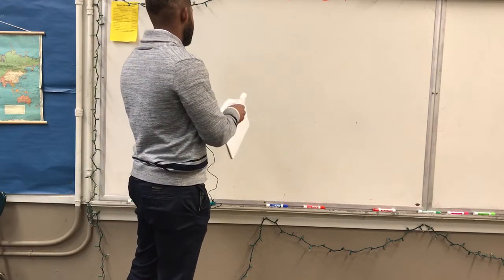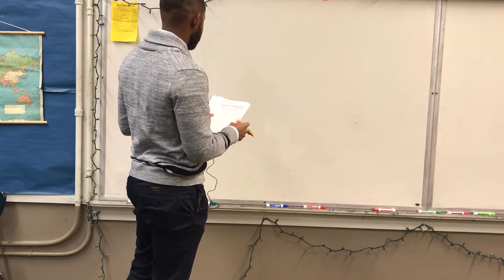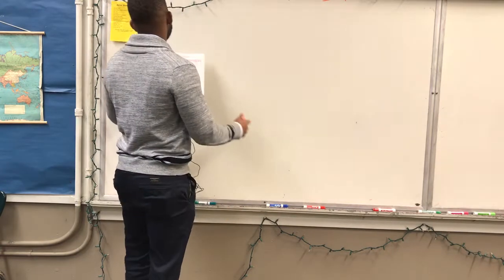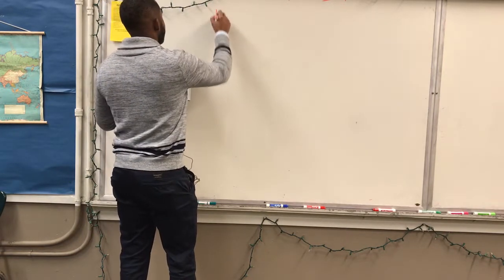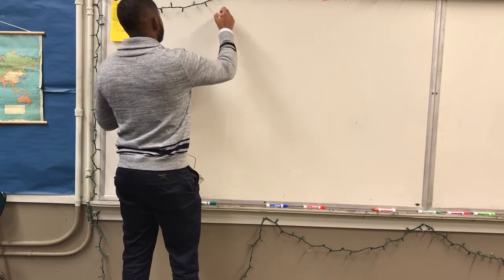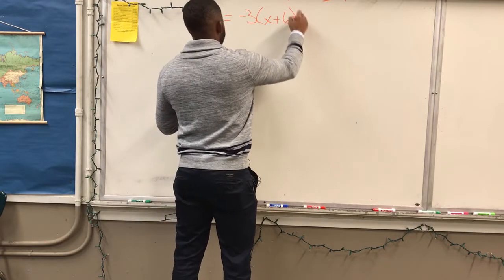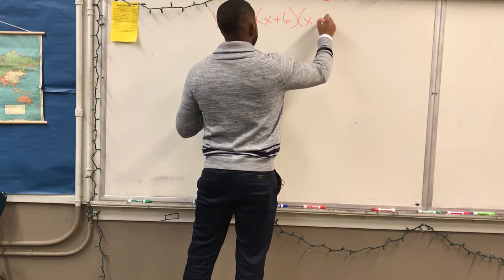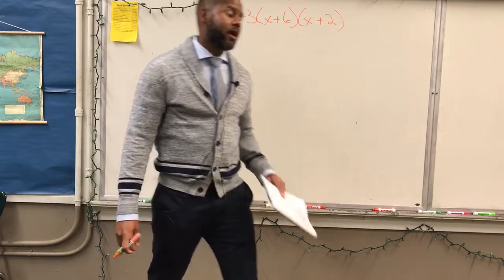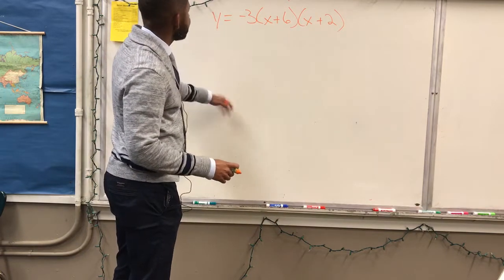So let's look over here. Let's say, what if I give you this situation? We have y equals negative 3 times x plus 6 times x plus 2. Okay? I want you to show me the vertex and the x-intercepts. You're going to make a Gema table. Try to do it before I do it. Actually, pause it and try to do it right now.